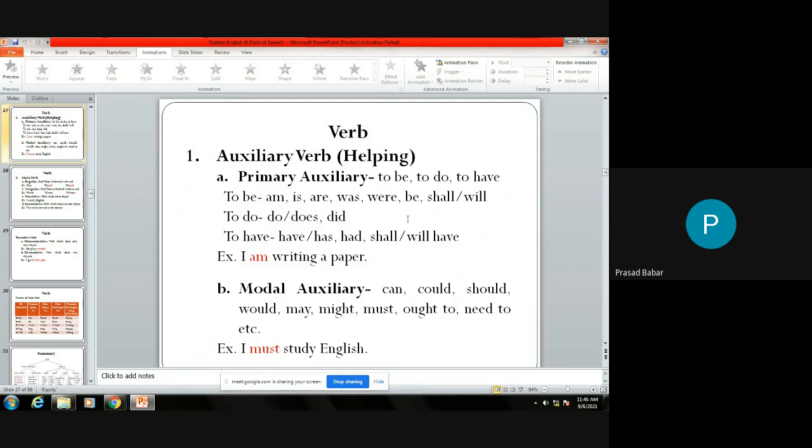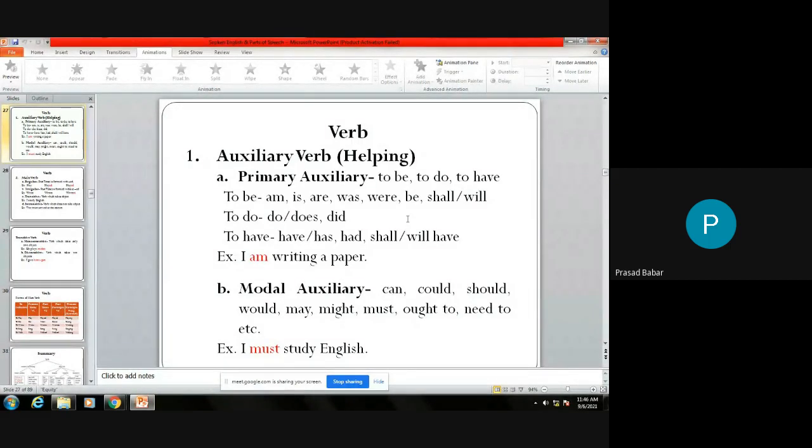The next subtype of auxiliary verb is modal auxiliary. What are the examples of modal auxiliaries? Can, could, shall, should, would, may, might, must, need to, ought to, dare to, used to. So these are the forms of modal auxiliaries. Can, could, shall, should, will, would, may, might, must, ought to.